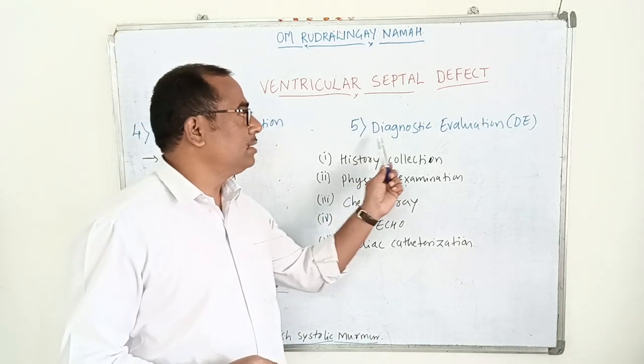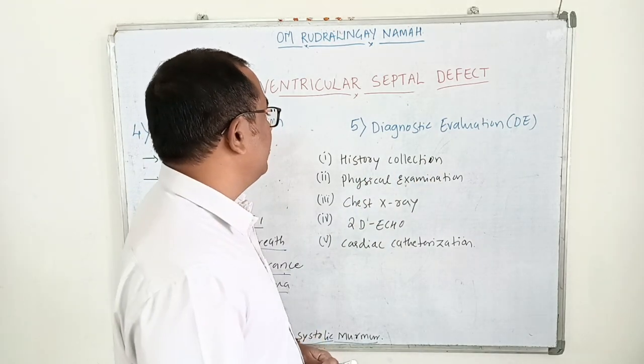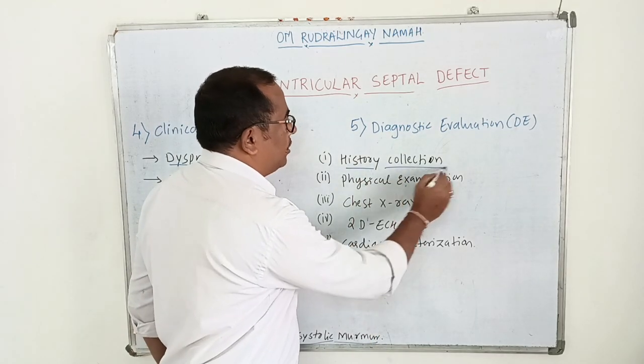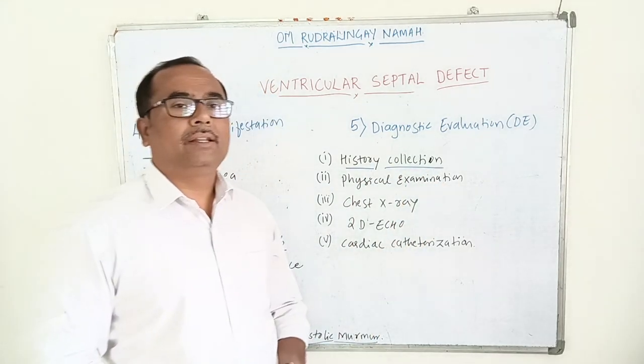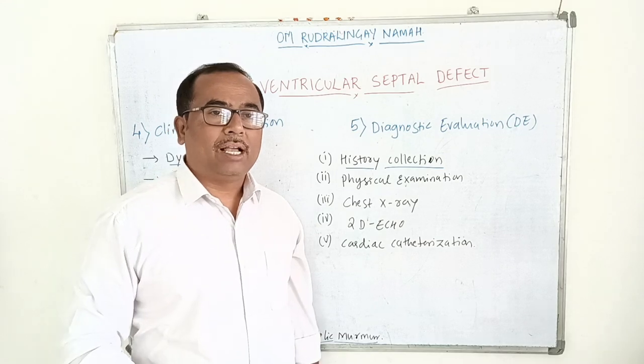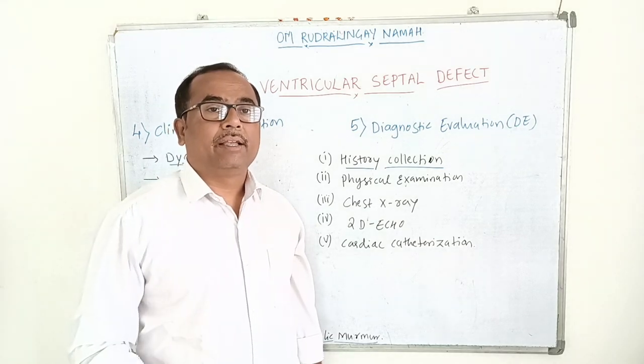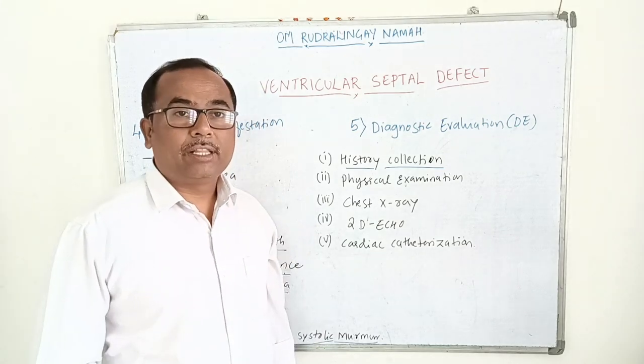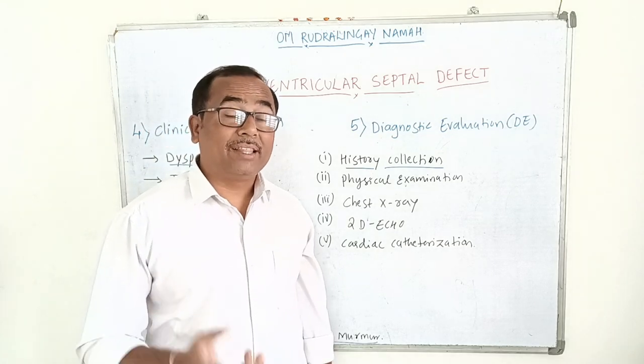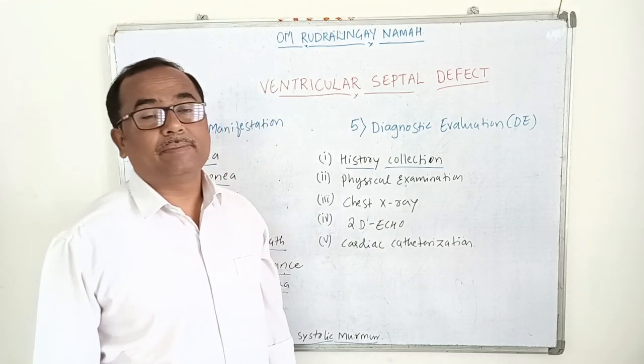Now, what are the diagnostic evaluations? How to diagnose this disease condition? So, first one is history collection. We can collect the history from the mother. That is, whether the mother used to take any drugs, whether the mother had any infection during the first trimester of pregnancy, whether the mother is suffering from any insulin dependent diabetes mellitus.